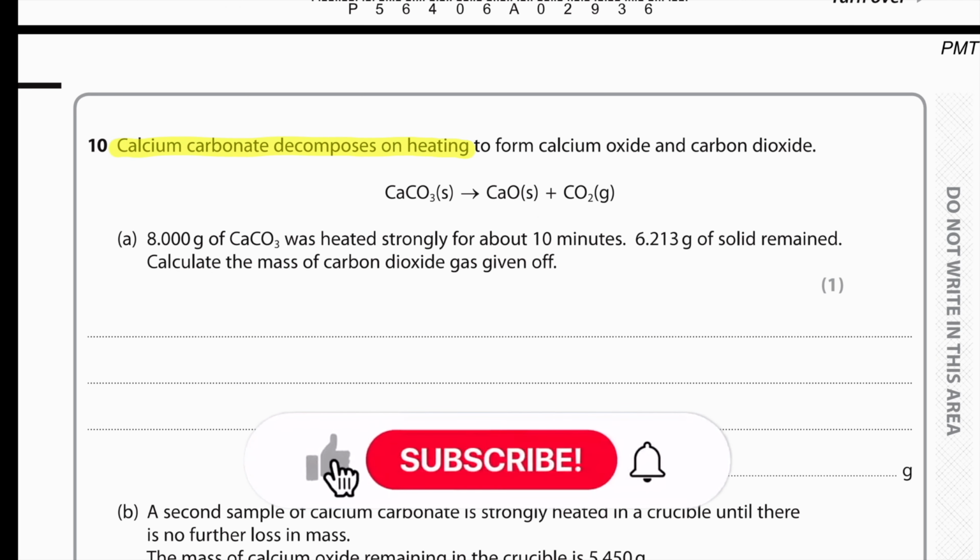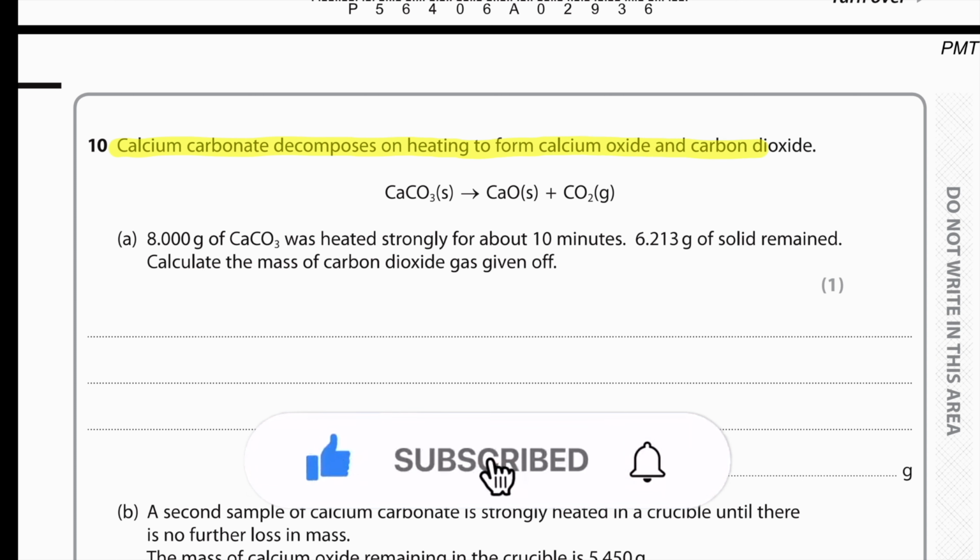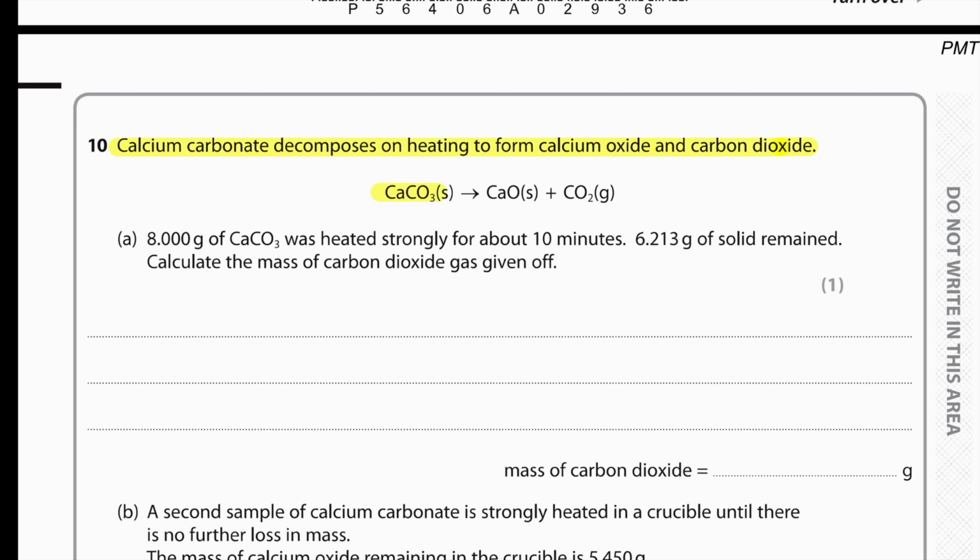Calcium carbonate decomposes on heating to form calcium oxide and carbon dioxide. Now the question says 8 grams of calcium carbonate was heated strongly for about 10 minutes. 6.213 grams of solid remained. Calculate the mass of carbon dioxide given off. So the mass will be 8 grams minus 6.213 grams, which equals 1.787 grams of carbon dioxide.